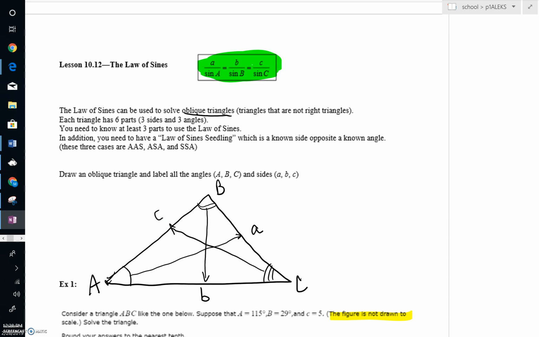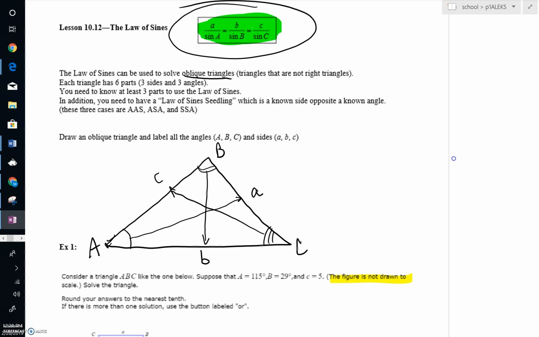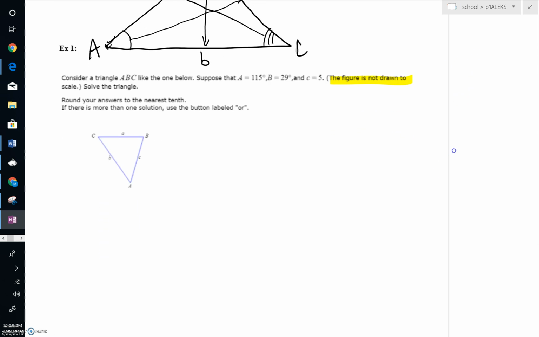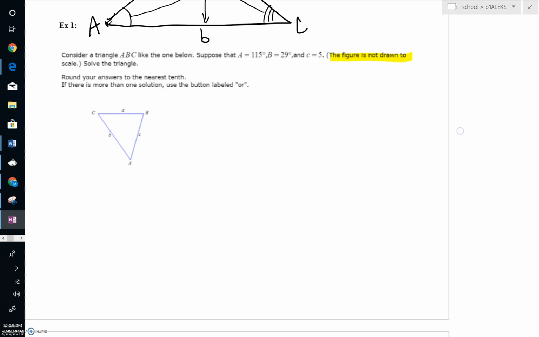So that's preliminary. We need to know what's happening with our angles and with our sides, but we're going to obviously use this green formula up here. We're only going to pick two of those fractions to set equal at a time. I know the formula can look strange having three ratios, three fractions set equal. But let's go ahead and take a look at our one and only problem today. We're only dealing with example 1.